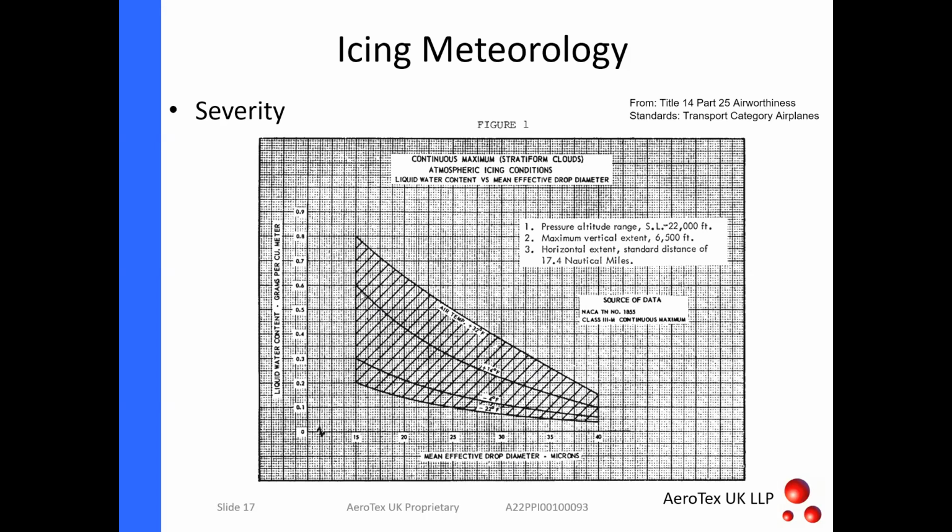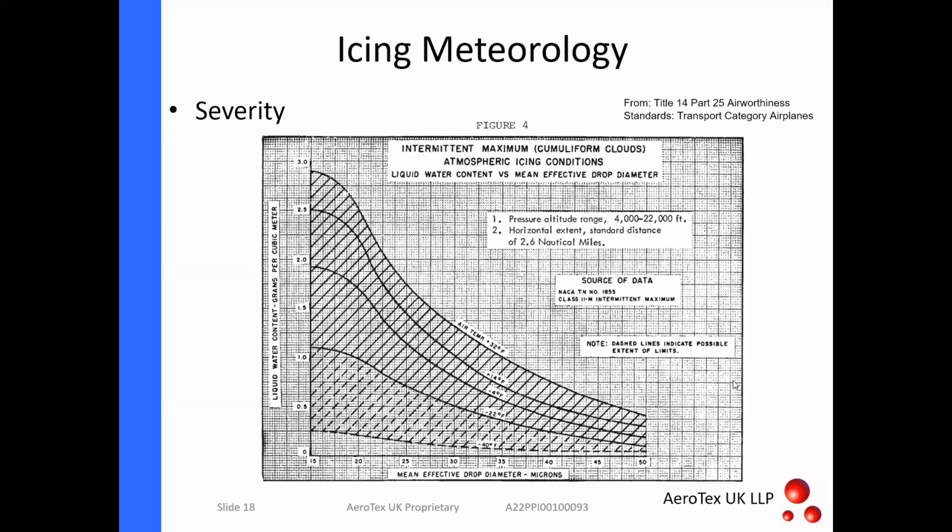But as you come down this curve here, we're getting colder and colder, and what's happening is that more and more of those small droplets freeze out more quickly, so a higher percentage have actually turned to ice crystals, because we're talking about supercooled liquid water here, so it's still water in the atmosphere, it hasn't nucleated yet. And similarly, these are the intermittent maximum conditions. So we were looking at 0.8 previously down here, whereas up here we're getting up towards 3 grams per cubic meter, so significantly more severe.